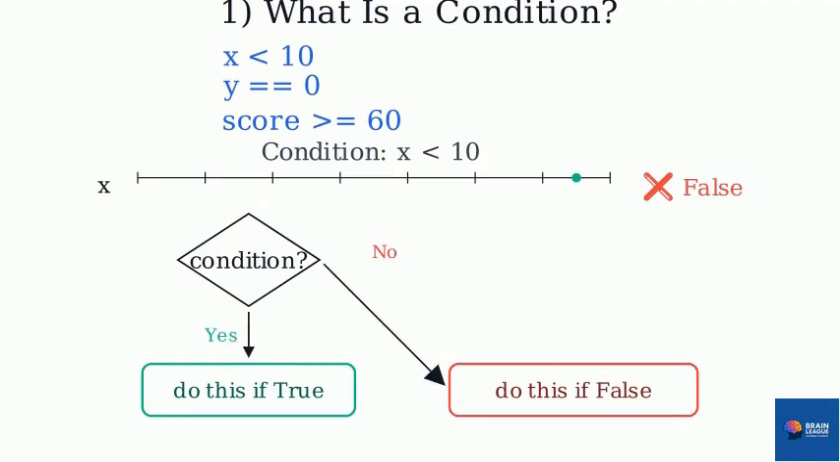Now, the role of if and else. If lets your program run a block only when the condition is true. Else provides an alternate block when it is false. Here is the classic flow. We check a condition at the diamond. If yes, we go down the true path. If no, we go down the false path.